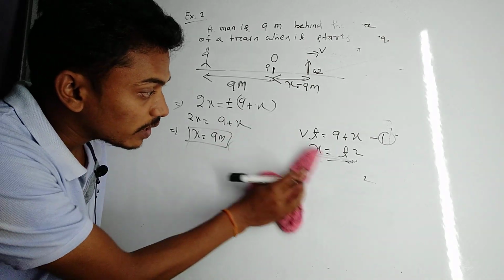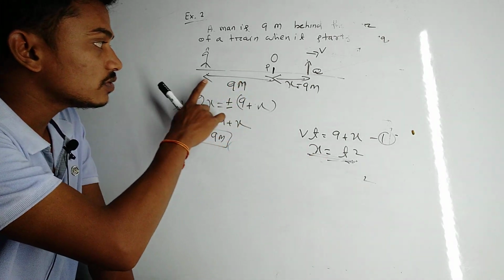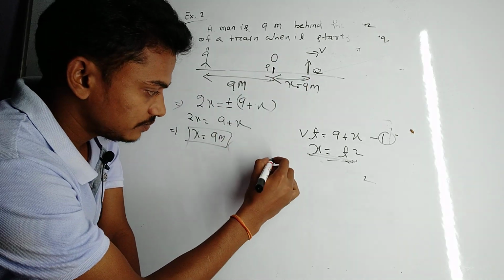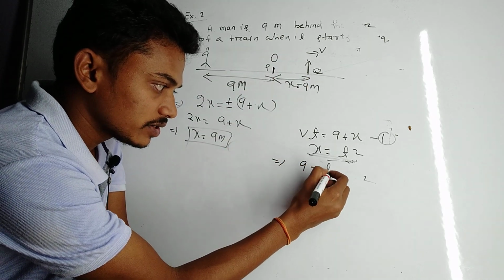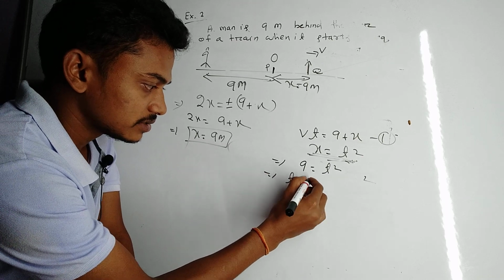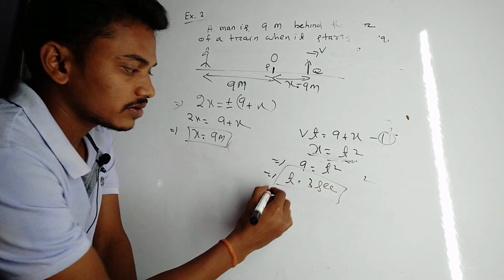And what is the time taken to get into the train? x is 9 meter, so 9 equals t square. This implies t is 3 seconds.